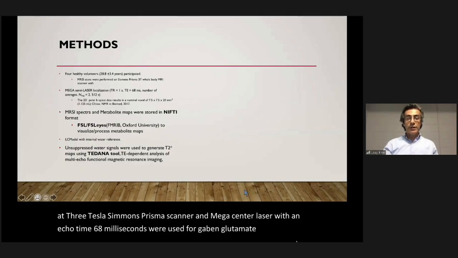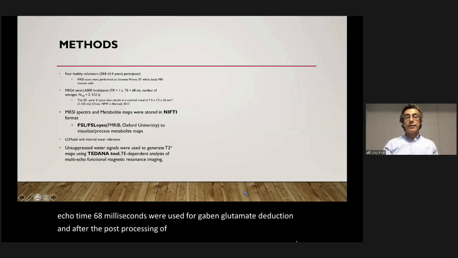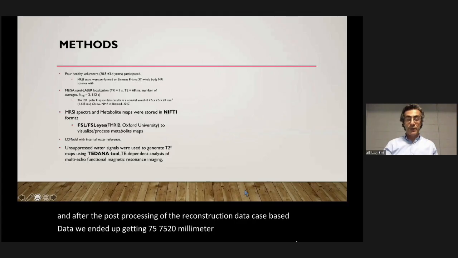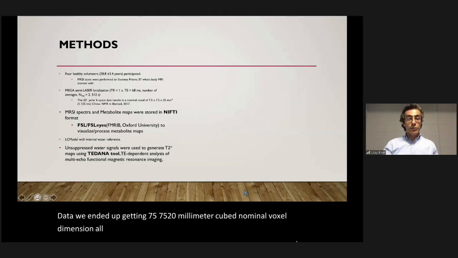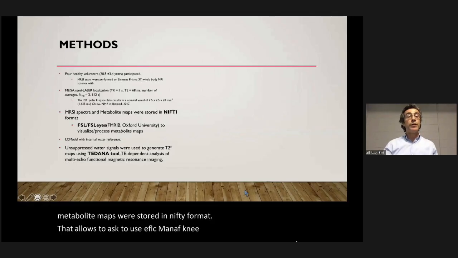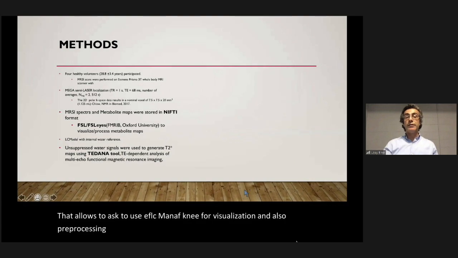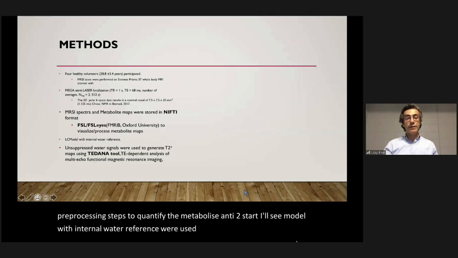After the post-processing of the reconstruction data, we ended up getting a 7.5, 7.5, 20 millimeter cube nominal voxel dimension. All data, including the spectroscopic imaging spectra and metabolite maps, were stored in NIFTI format, which allows us to use FSL, FSLeyes, SPM, and AFNI for visualization and also pre-processing steps to quantify the metabolites and T2 stars. LCModel with internal water reference was used to quantify the metabolite levels.